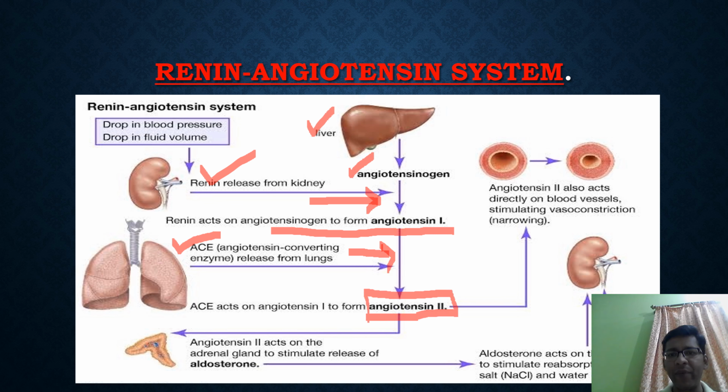This angiotensin 2 substrate is important. It has an effect on the blood vessels. It directly acts on the blood vessels, causing vasoconstriction or increased blood pressure. This angiotensin 2 also has another effect on the adrenal gland to stimulate the release of aldosterone, and aldosterone then acts for sodium and water retention. So, these are the two functions of the renin-angiotensin system.